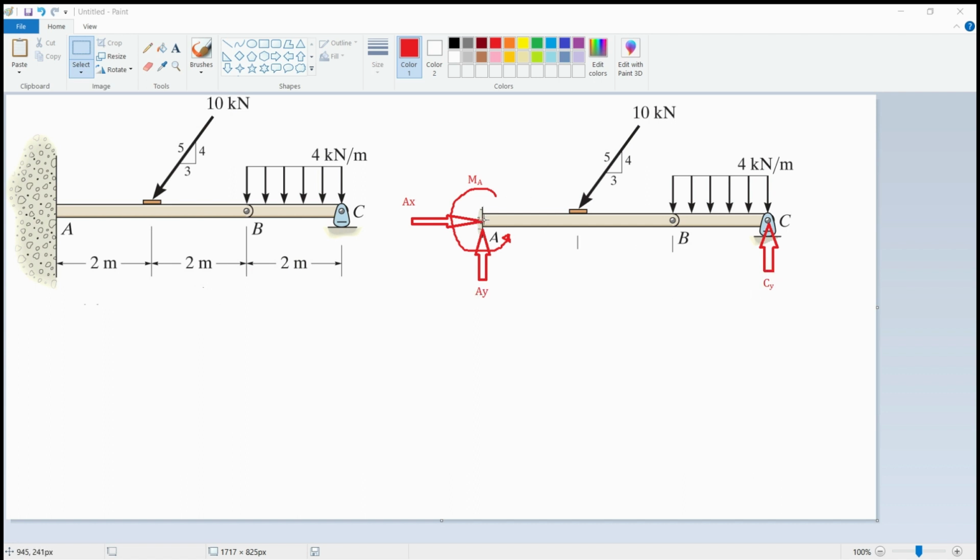We can't sum moments about A because there's a reaction moment here. So we have 4 unknowns and 3 equations. So we need to draw another free body diagram.